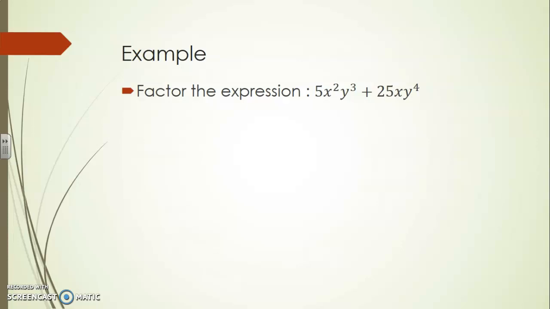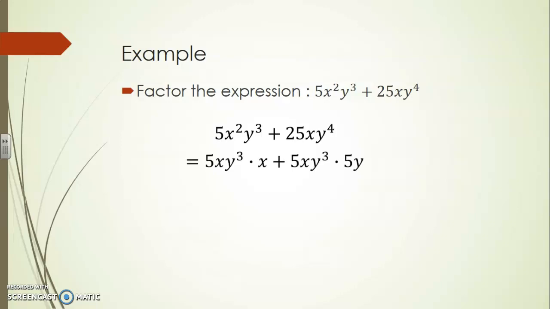Here's a slightly more complex situation where we're going to factor the expression 5x squared times y cubed plus 25 times x times y to the power 4. We're going to follow the same guiding principles. So first of all, we can decompose each of the terms in the sum in a way where we can visualize or highlight common factors. 5 and 25 have a factor of 5 in common. x squared and x have an x in common.